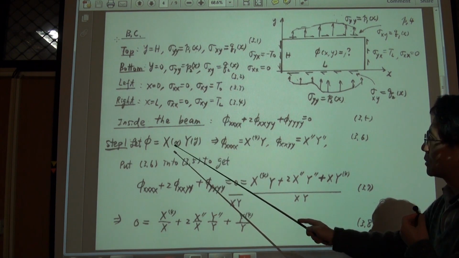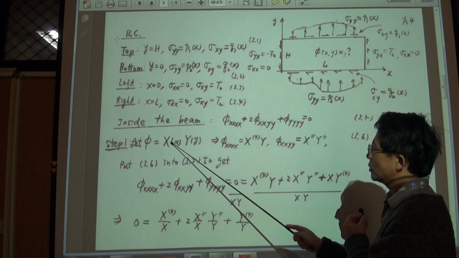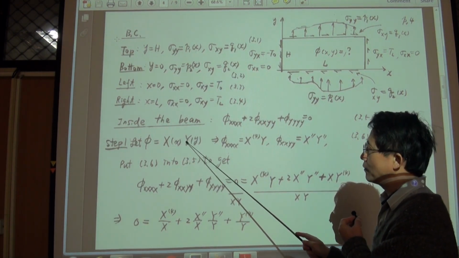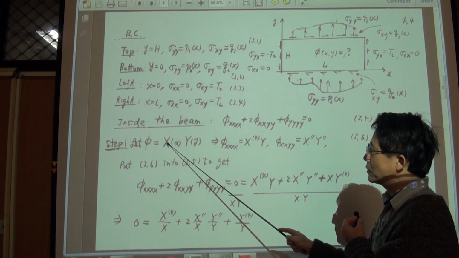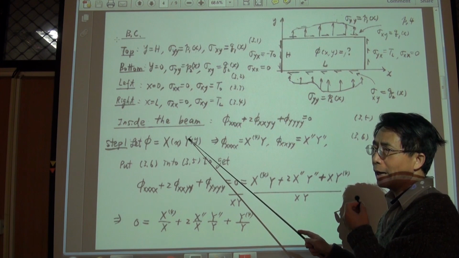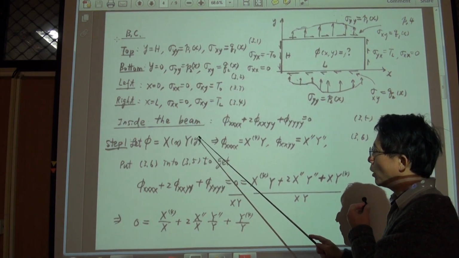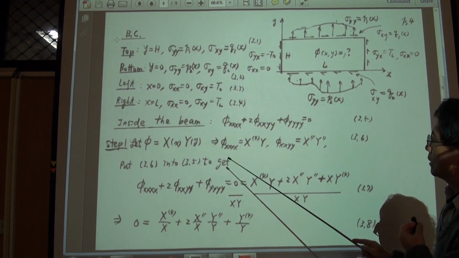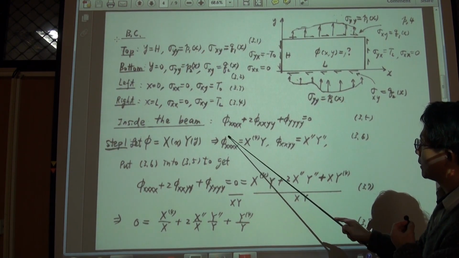Let us try this. Let phi equal big X times big Y, the multiplication of them. Big X is a function of small x. Big Y is a function of small y. Okay, and we put this into here. But before this, we carry out the differentiation.